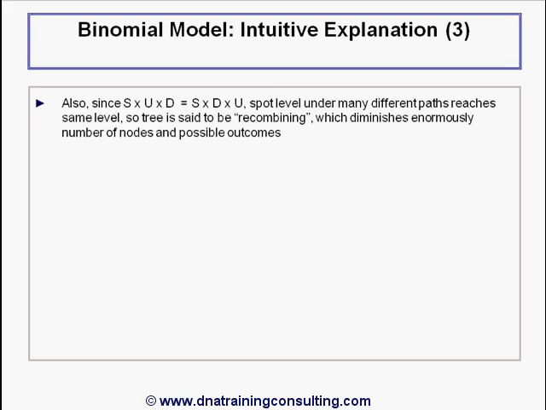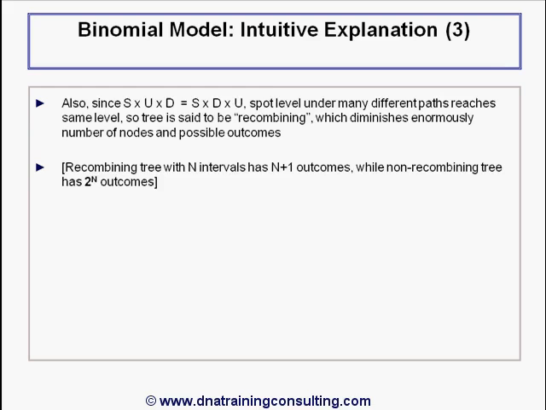The more mathematically inclined may recognize that a recombining tree would have only n plus 1 outcomes if it is divided into n intervals, while the non-recombining tree would have 2 to the power n outcomes. In the case of our present tree, which has 6 nodes, this means a difference between 7 and 64 outcomes.